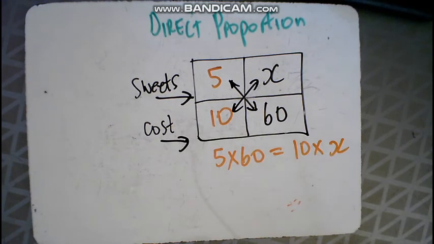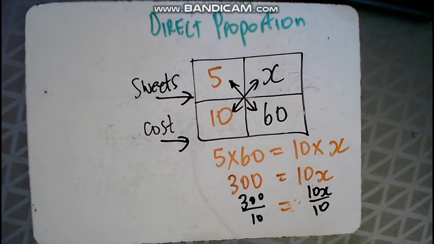So for direct proportions, we cross multiply. So 10 times x is 10x, and 5 times 60 is 300. So 300 equals 10x. Now we need to solve for x. Divide both sides by 10 because we're interested in 1x. 10 divided by 10 is 1, so x has to be equal to 30.